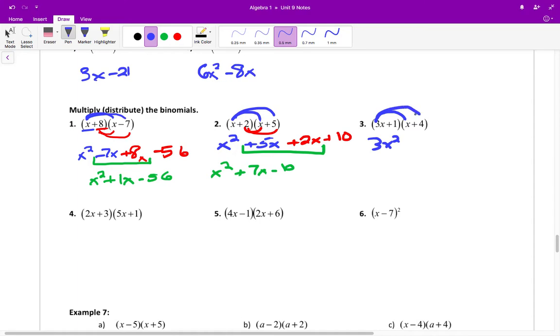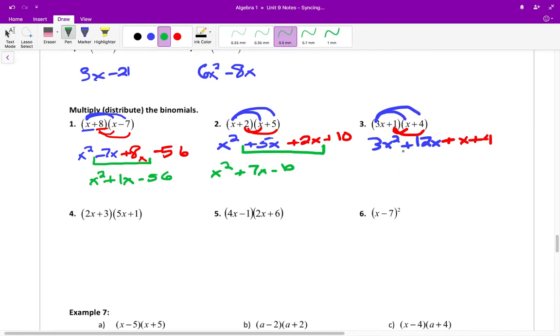And then 3x multiplied by 4, you get a plus 12x. And then go through and distribute your 1. The nice thing about distributing by a 1 is it all stays the same. 1 multiplied by x is 1x, 1 multiplied by 4 is 4. So your second set of parentheses really doesn't change when you multiply by 1.